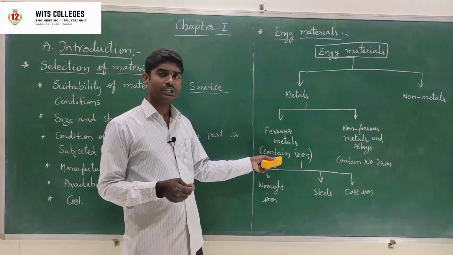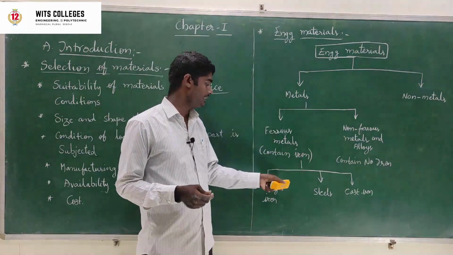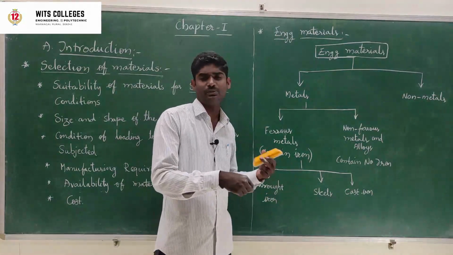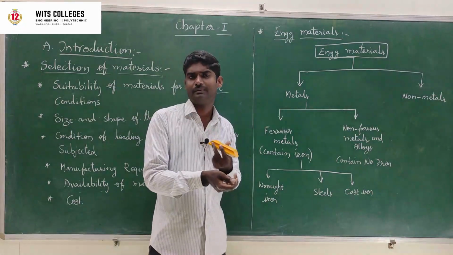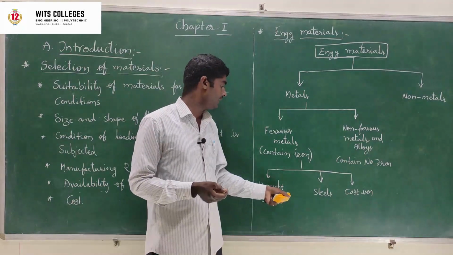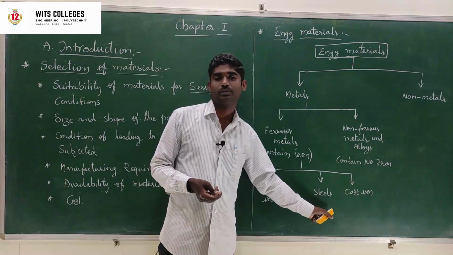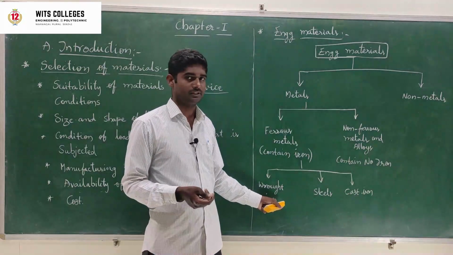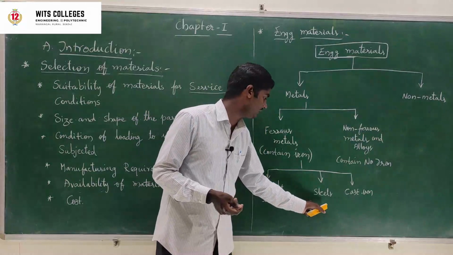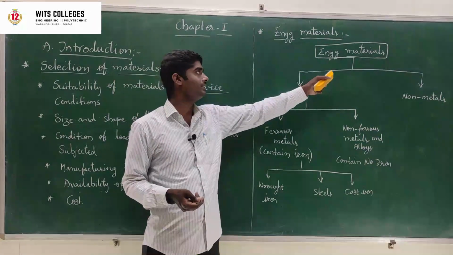Next, ferrous metals contain iron. Ferrous metals are divided into so many materials, but the important ones are wrought iron, steels, and cast iron. These three are the more important ferrous metals. These three materials contain iron. Okay, these are engineering materials.